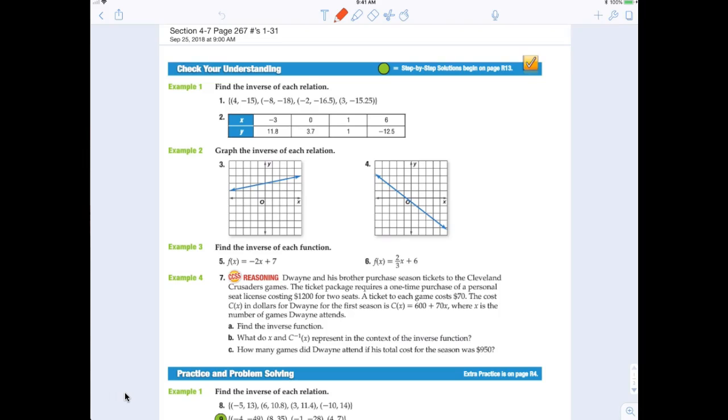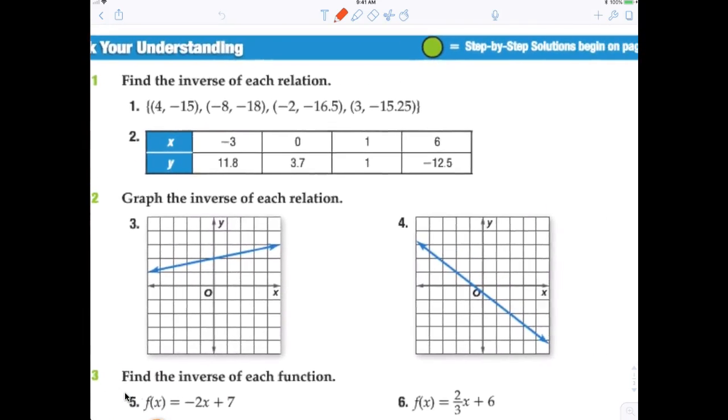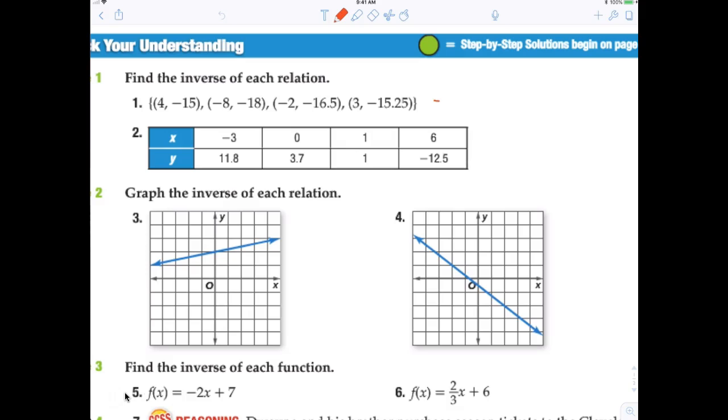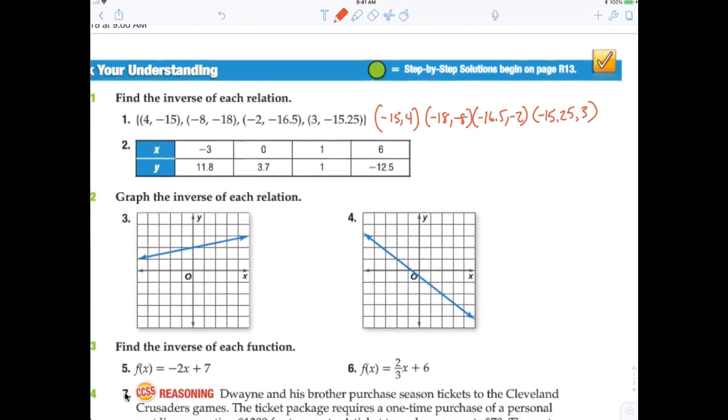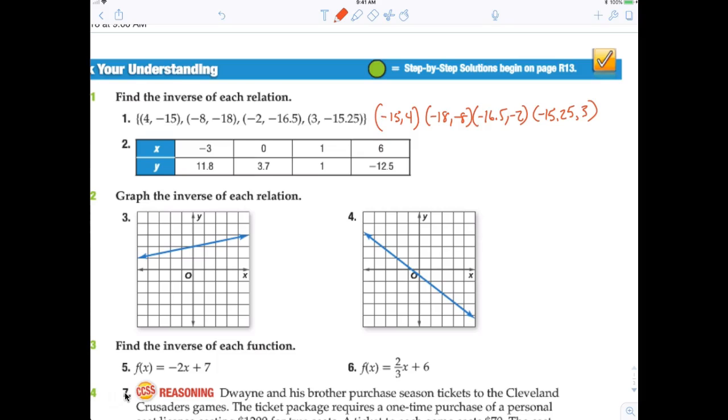So if you take a look at number 1, the inverse would just be what? Negative 15 comma 4. So the inverse would be negative 15 comma 4. And then it would be negative 18 comma negative 8. And then it would be negative 16.5, negative 2. And then we would have negative 15.25 comma 3. That is it. Honestly, that's it.